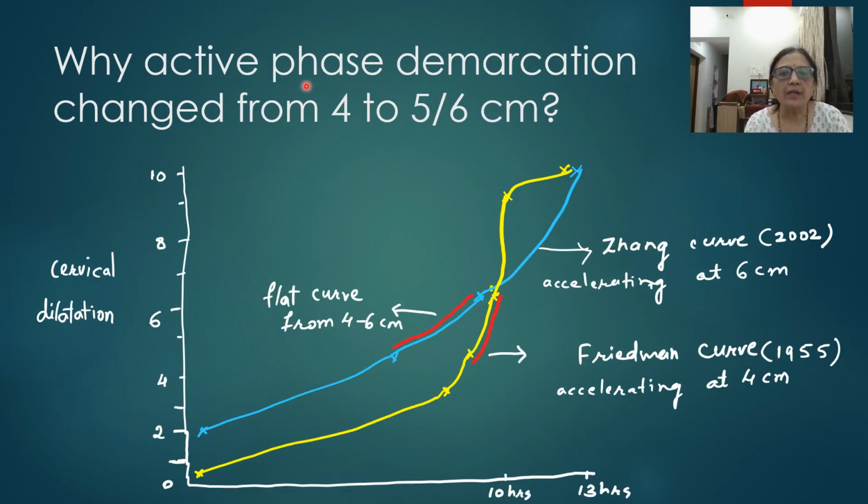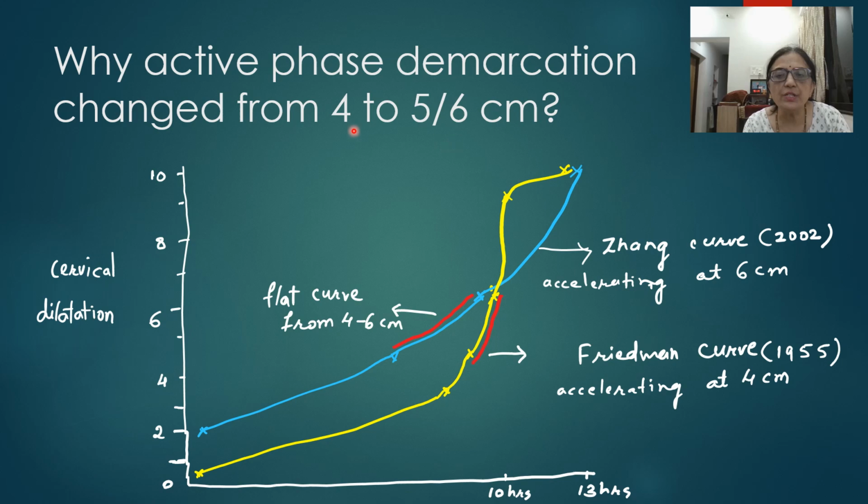Now, why has this active phase demarcation changed from 4 centimeters to 5 to 6 centimeters? What was the main reason? This is the most important slide, I should say, for all the students, and you should also practice drawing this line diagram, because it is the main concept which has resulted in a profound change in how we look at normal labor, how we manage labor, because the most common job of obstetricians is to manage normal labor.